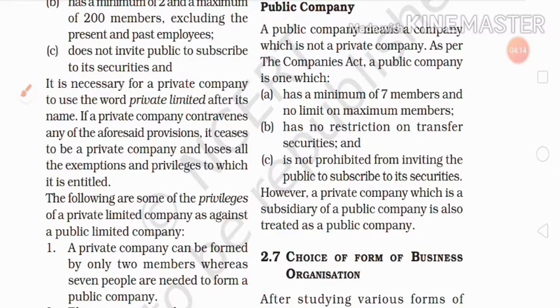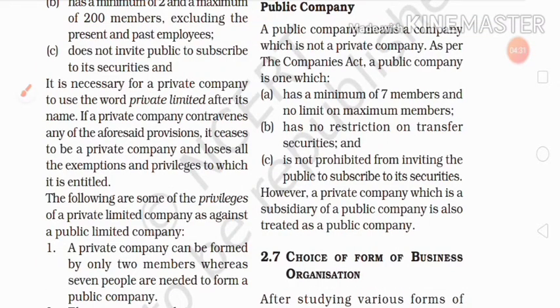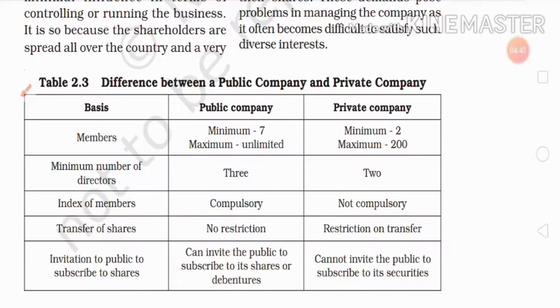A private company which is a subsidiary of a public company is also treated as a public company. One more thing to remember, that the Companies Act 2013 has not yet prescribed minimum capital with respect to private and public companies. So the limits mentioned are those given in the Companies Act 1956. Here you can see the difference between public and private company.